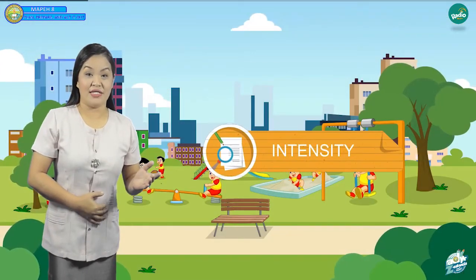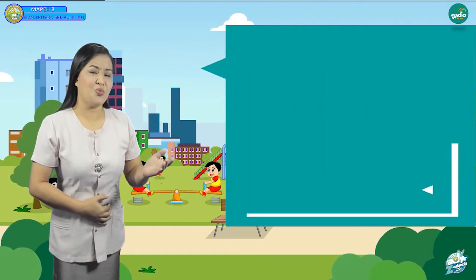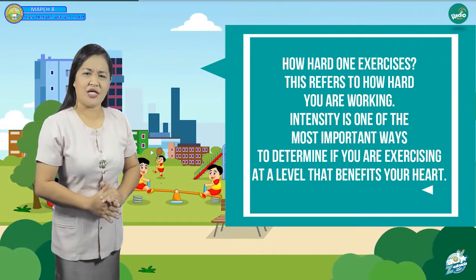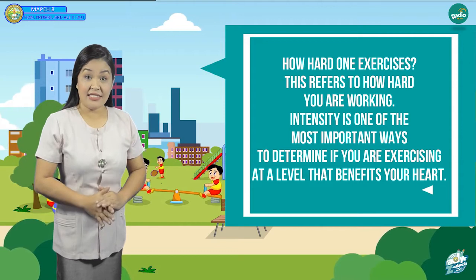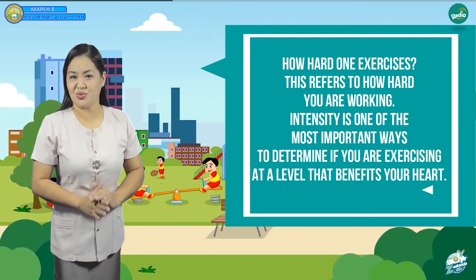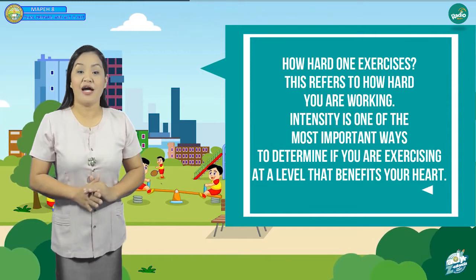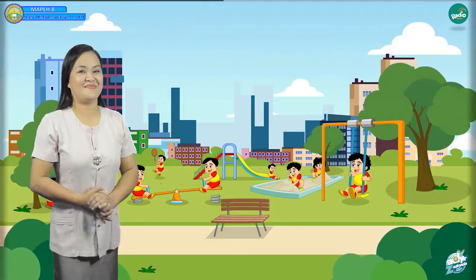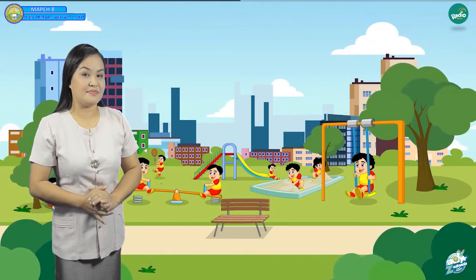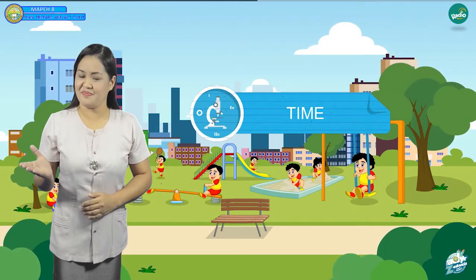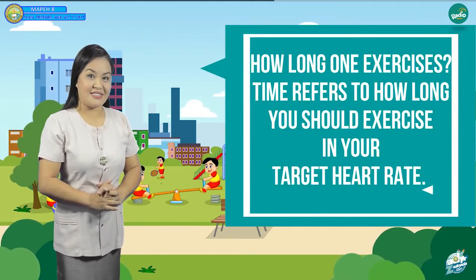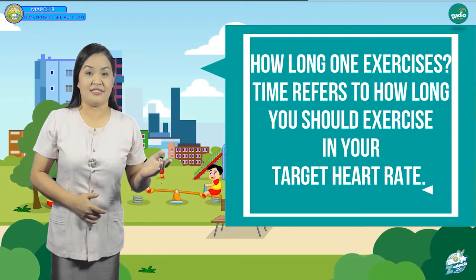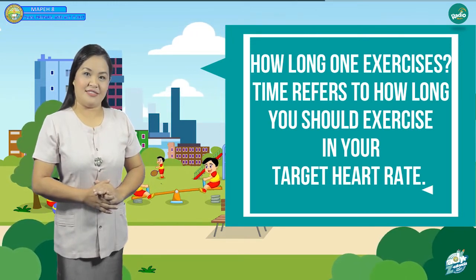I stands for intensity. How hard one exercises. This refers to how hard you are working. Intensity is one of the most important ways to determine if you are exercising at a level that benefits your heart. T stands for time. How long one exercises. Time refers to how long you should exercise in your target heart rate.